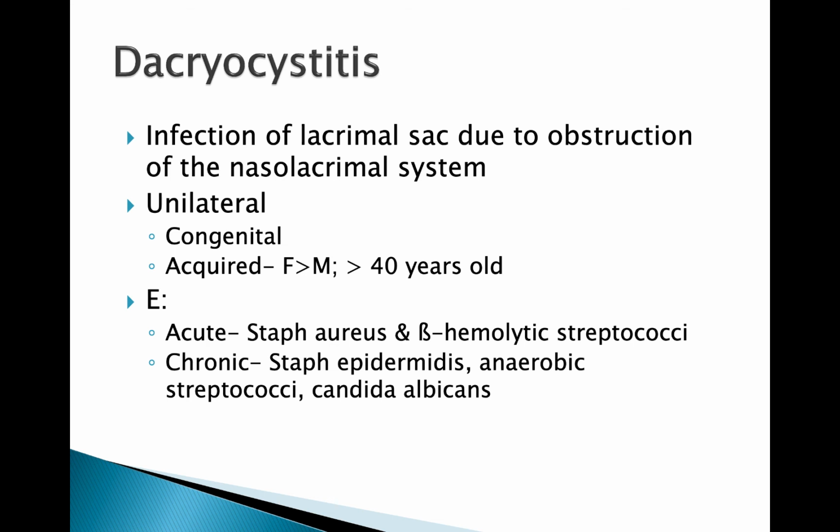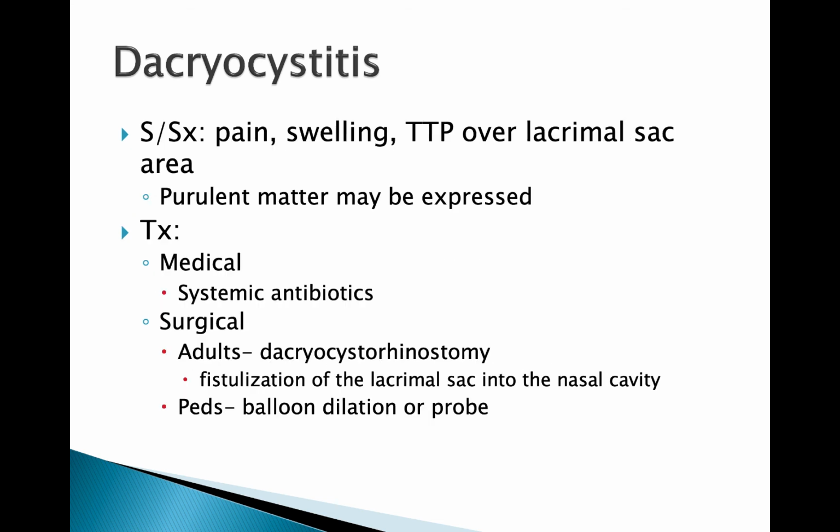Dacryocystitis is an infection of the lacrimal sac due to obstruction of the nasolacrimal system. It's generally unilateral, and there are 2 times in people's lives that they get it. It's a congenital problem for some, and it also becomes an acquired problem more commonly for females who are greater than 40. The etiology in acute cases is usually Staph aureus or beta hemolytic streptococci. In a chronic condition, it's usually Staph epidermidis, anaerobic streptococci, or Candida albicans.